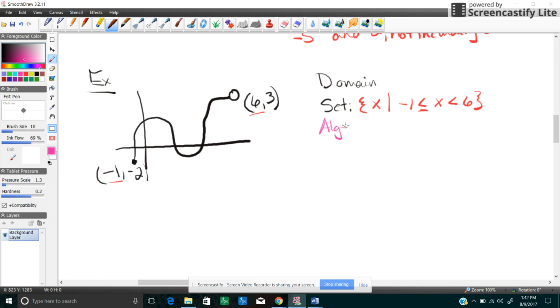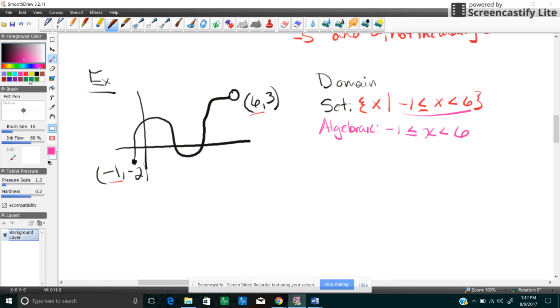algebraically. Well, this one is easy because, as I mentioned before, it's already embedded here. This is the algebraic part right here, the inequality. So all I need to do is copy it over. -1 less than or equal to x less than 6.